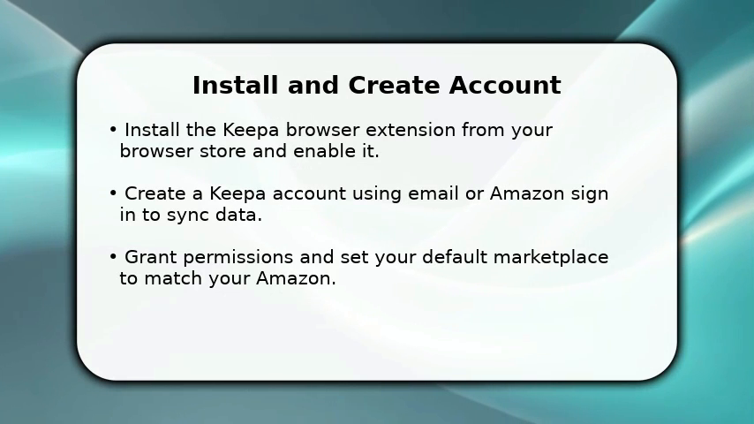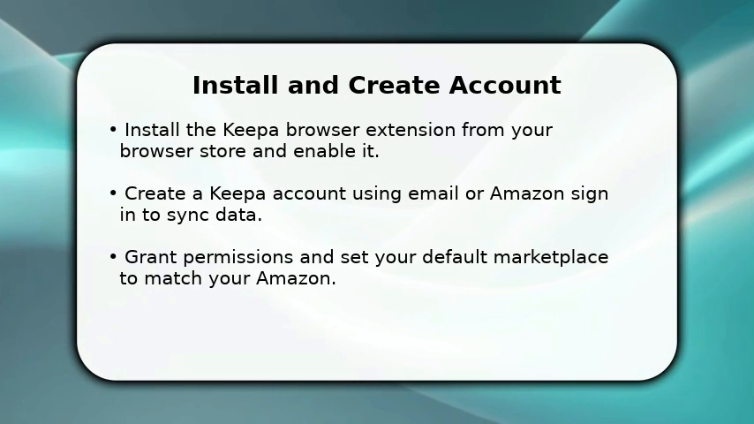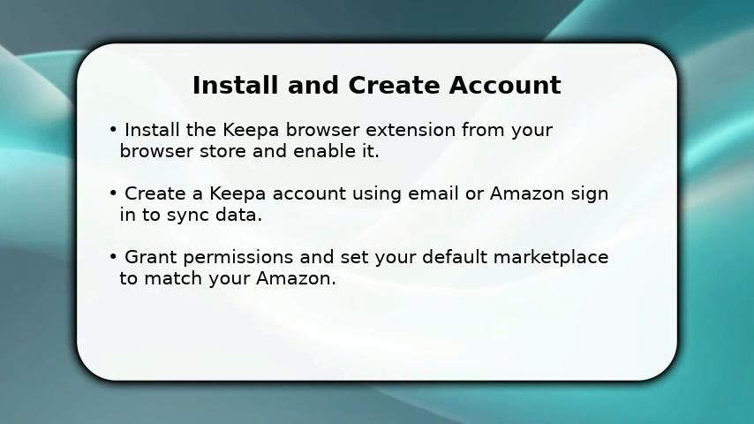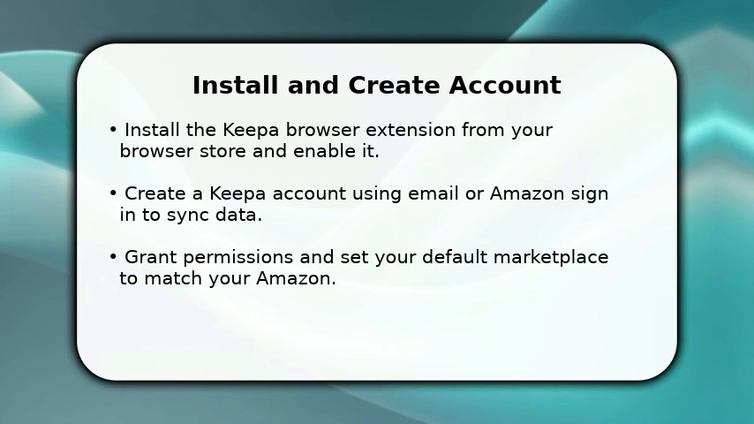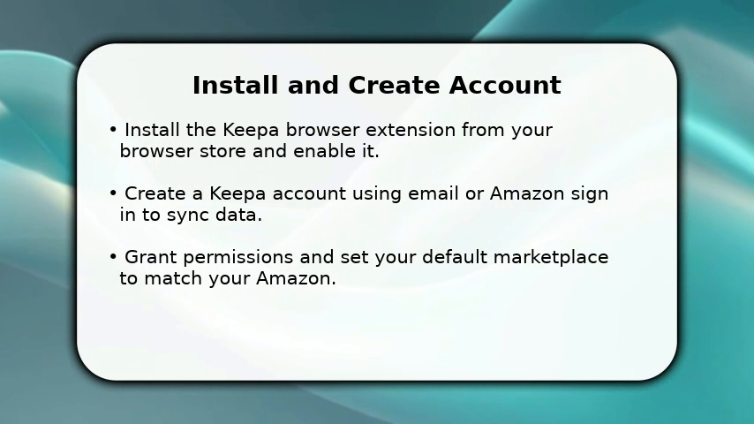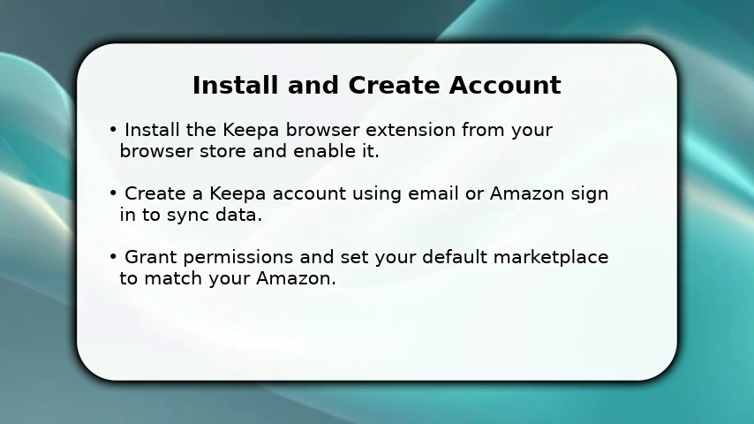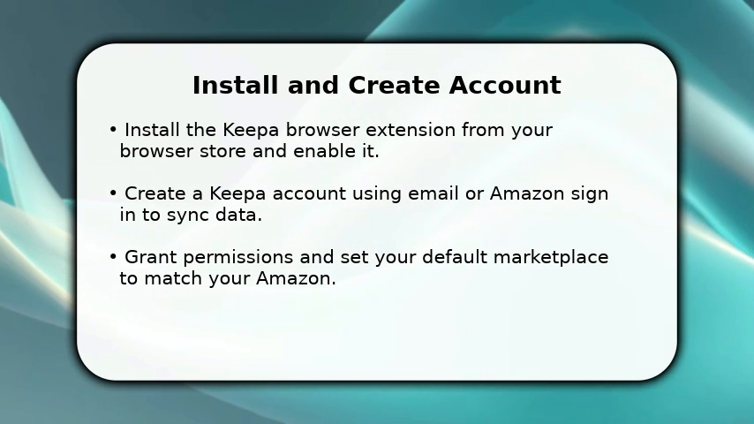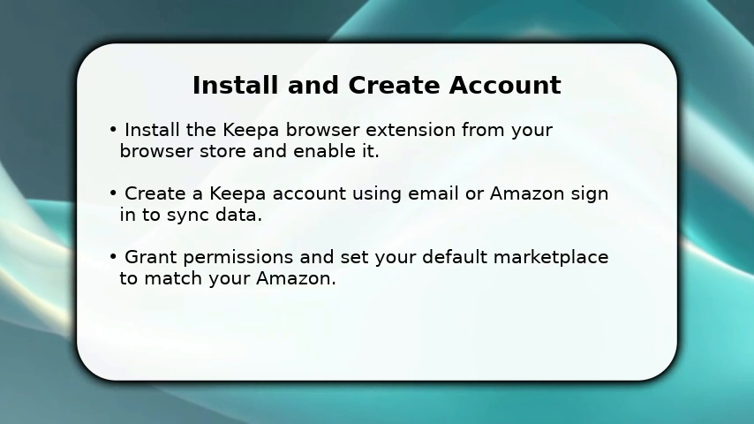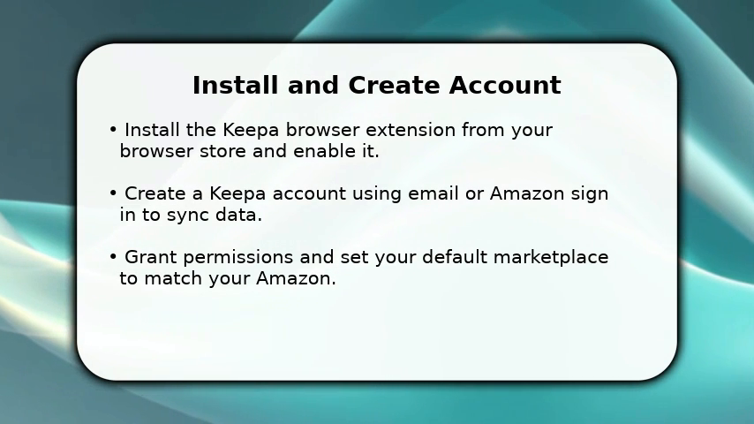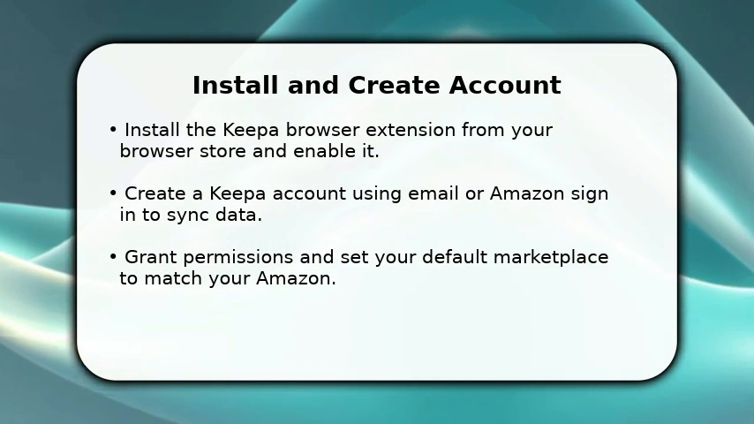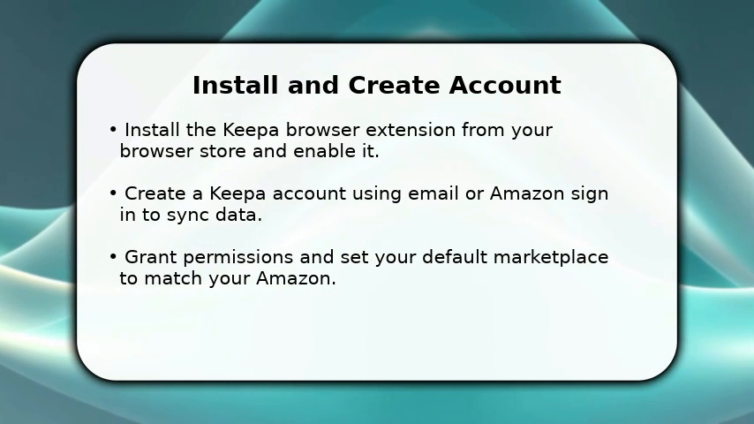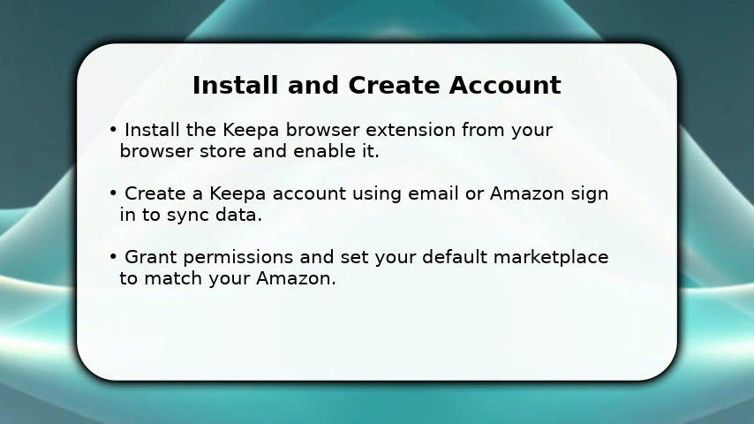In this video, I will explain how to set up Keepa, the easy way. Start by installing the Keepa browser extension, then create and verify your account so data syncs correctly. Sign in and grant the extension permissions to read product pages. Set your default marketplace and currency to match your Amazon account to avoid mismatches. This initial setup ensures accurate price history and smooth tracking for the products you care about.